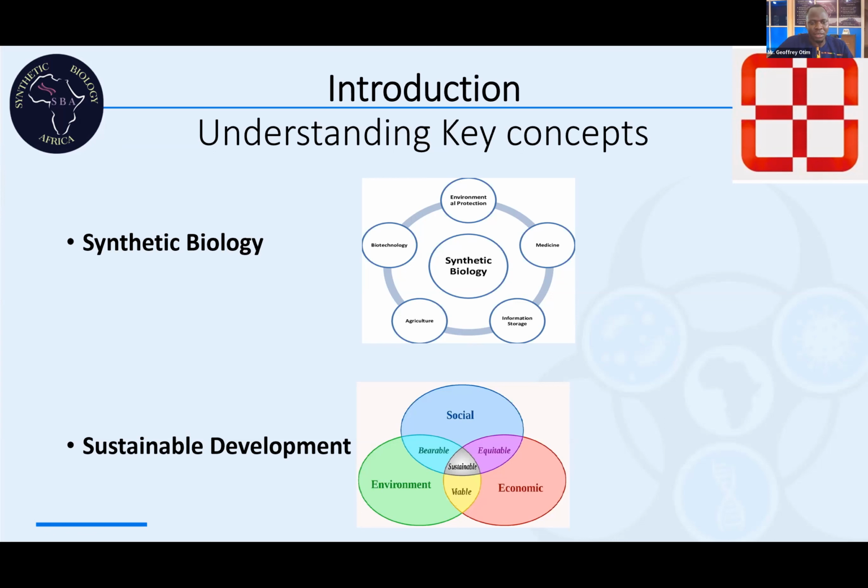And when we talk about sustainable development, we have three dimensions. We need to talk about it in the environmental, economical, and social aspects. All these are enabling factors that we need to have in place for us to have sustainable development.